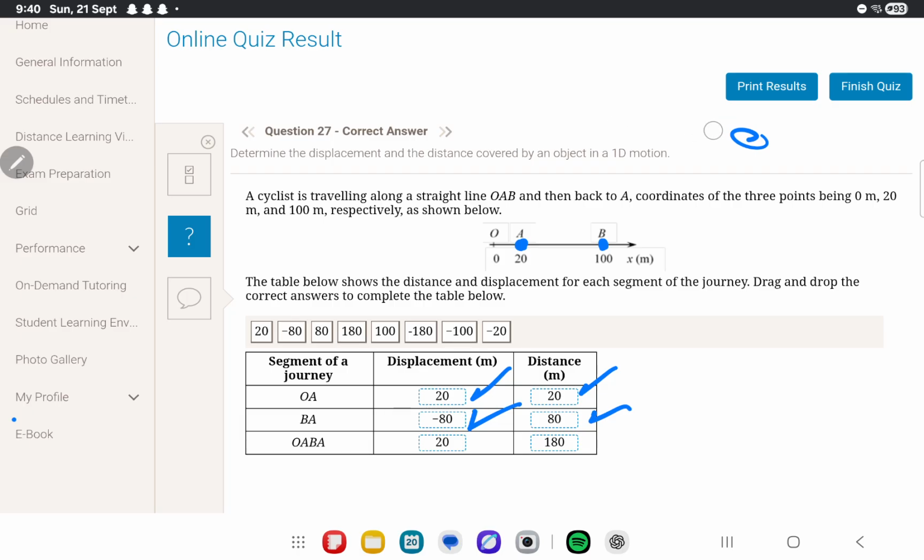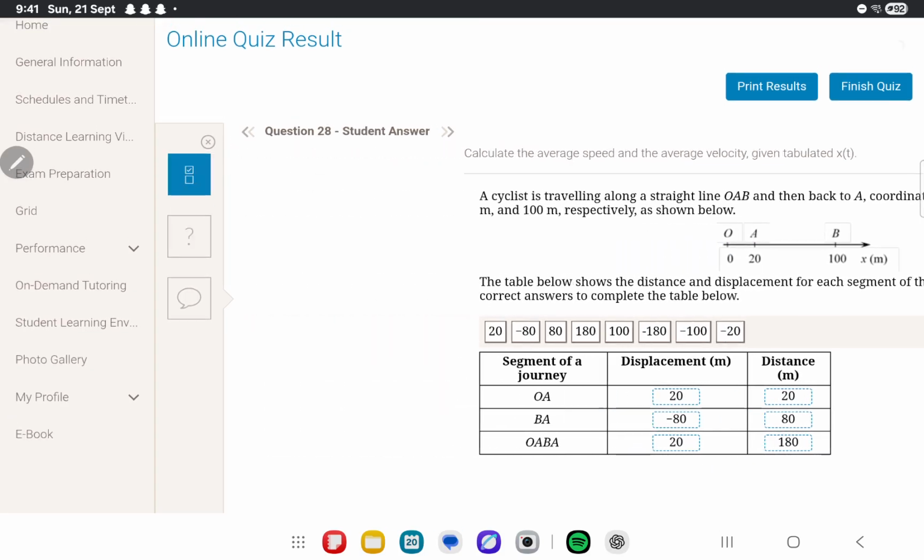Now for OA, AB, then back to A: since this is not in one direction, the distance is not equal to the magnitude of the displacement. Let's find the distance first. O to A is 20, A to B is 100, so we have 120 so far. Then back to A is 80, so it's 180. Done. The displacement is just whatever is between O and A, which are 20 meters apart, so the displacement is 20 meters.